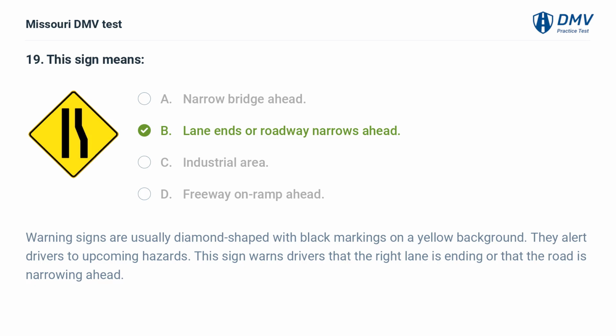Warning signs are usually diamond-shaped with black markings on a yellow background. They alert drivers to upcoming hazards. This sign warns drivers that the right lane is ending or that the road is narrowing ahead.